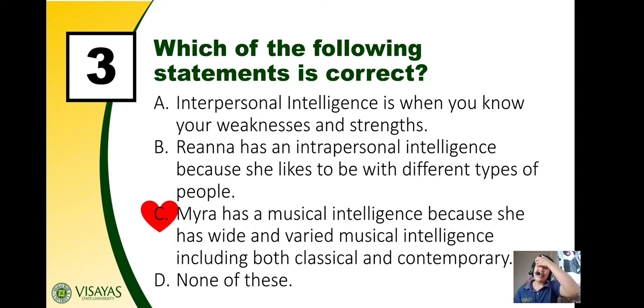So, letter A and letter B, they are not correct because nagkapalit sila. Interpersonal is more on dealing with other people. Mali yung letter A kasi it is more on your own weaknesses and strengths, which is not interpersonal, that is intrapersonal. Yung letter B naman, it is not intrapersonal, it should be interpersonal because we are dealing with different types of people.